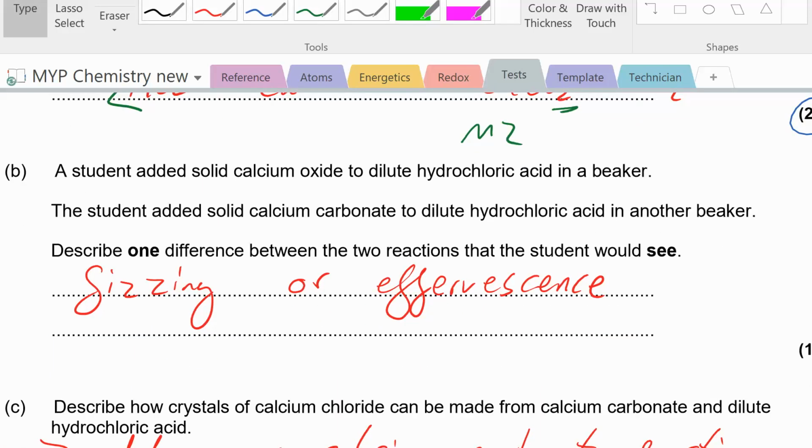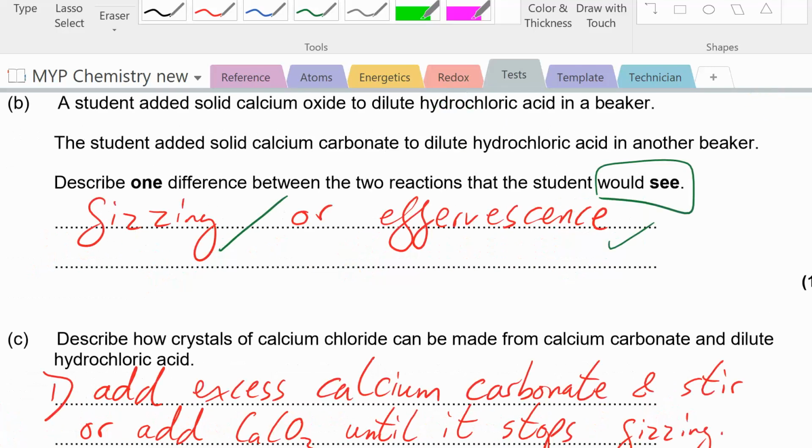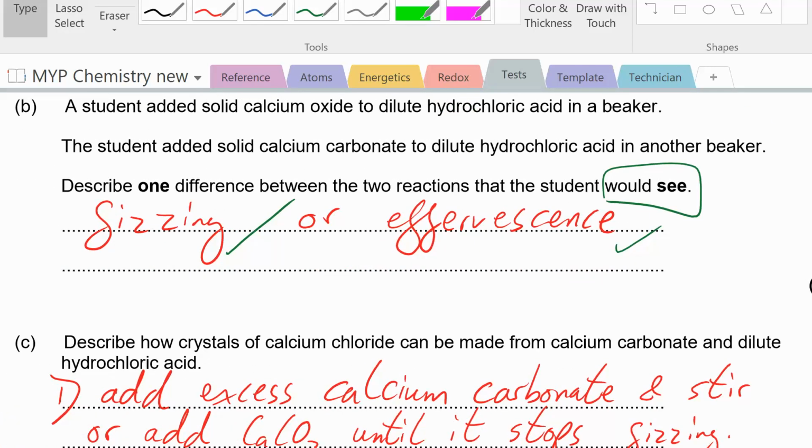Describe one difference between the two reactions that you would see. A lot of you wrote carbon dioxide. You can't actually see carbon dioxide, but what you would see is fizzing, or a better word is effervescence, for 1 mark. Okay, you cannot see carbon dioxide, so you can't just say that. If you said gave off a gas or bubbling, that's also cool.